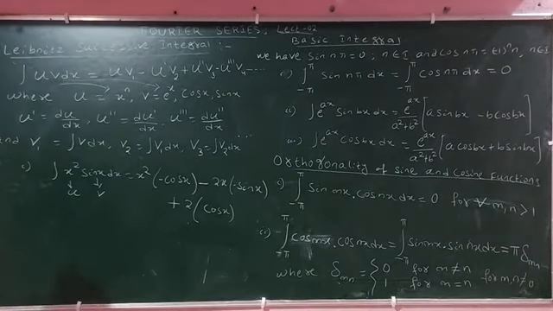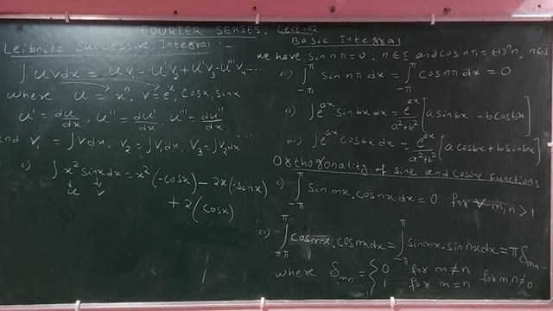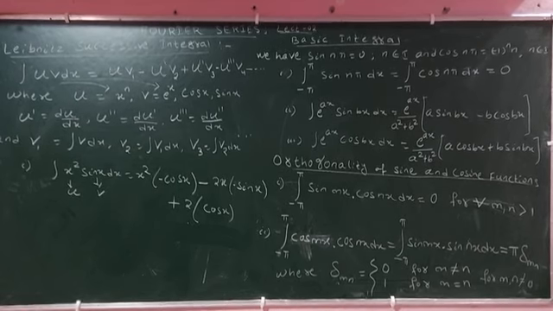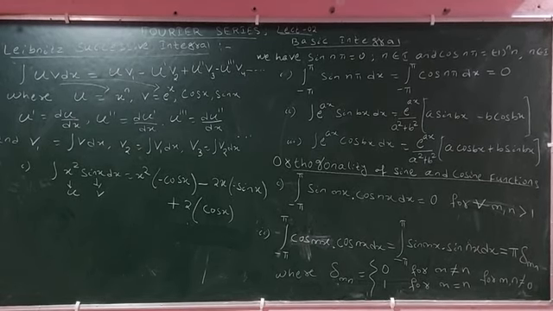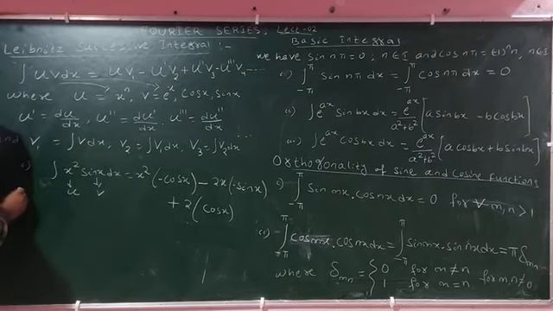So the integration of x square sin x dx is like this: x square times minus cos x, minus 2x times minus sin x, plus 2 cos x. Consider another example, the second example.